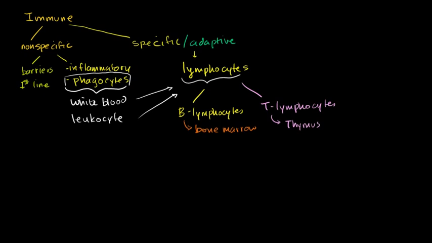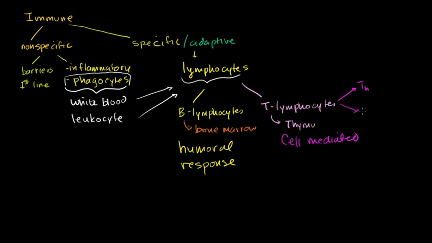So the B lymphocytes participate in what's called the humoral response. Humoral, and I'll tell you what humoral means in a second. Humoral doesn't mean it's funny. You'll see that T lymphocytes participate in what's called the cell-mediated response, and we're going to do that in a future video. And there are certain classes of T lymphocytes. We'll see that there are helper T cells, and there are cytotoxic T cells.